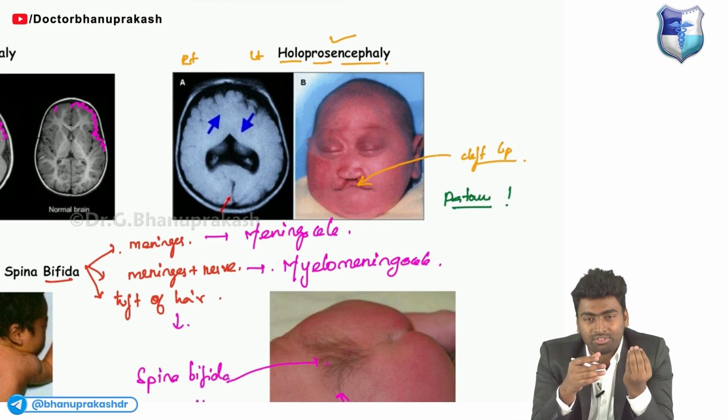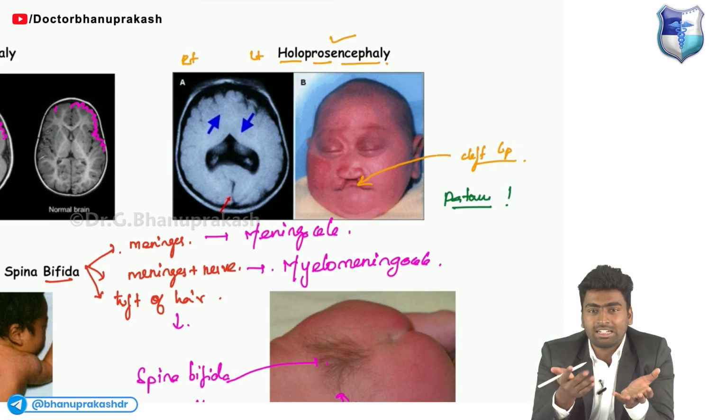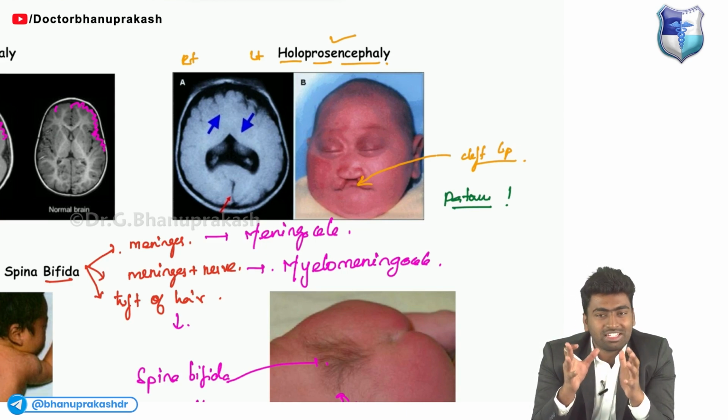It will have elongated fingers along with the features of an elongated kidney, which is what? Which is this horseshoe kidney. We'll see them in the pathology aspect.